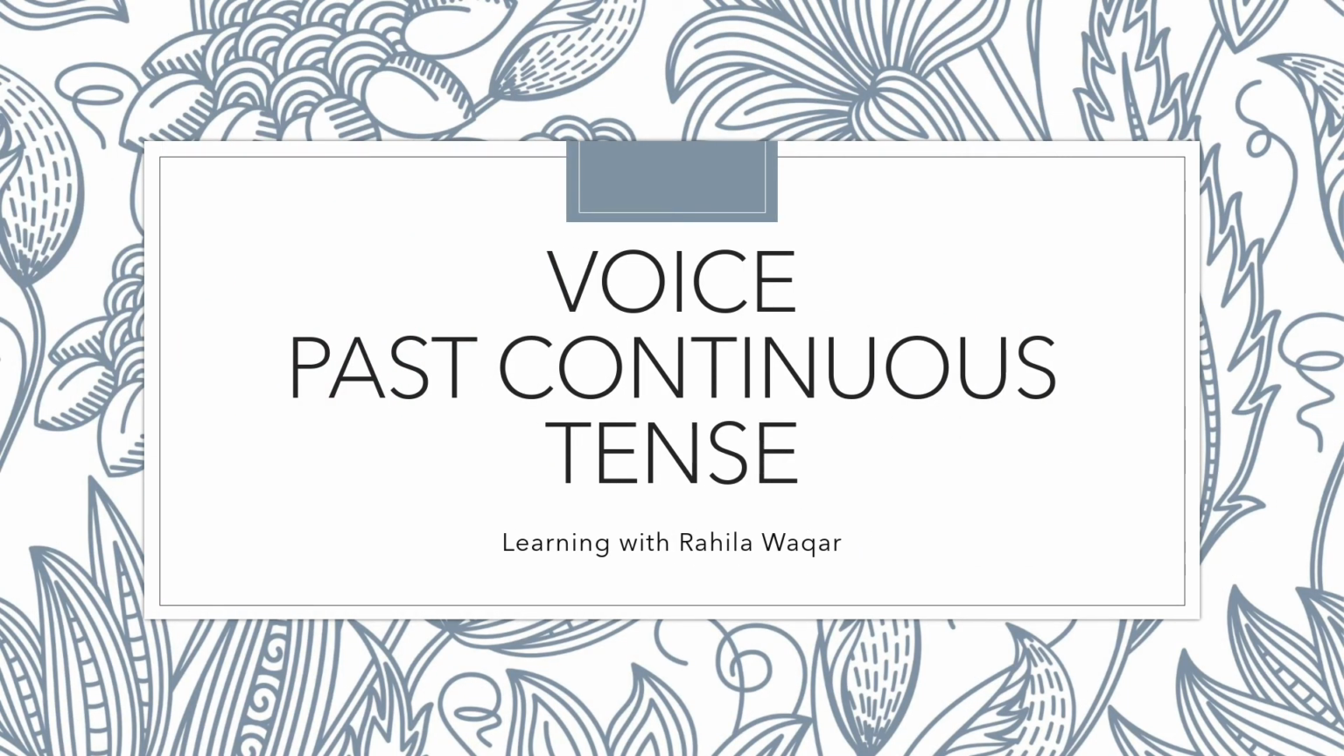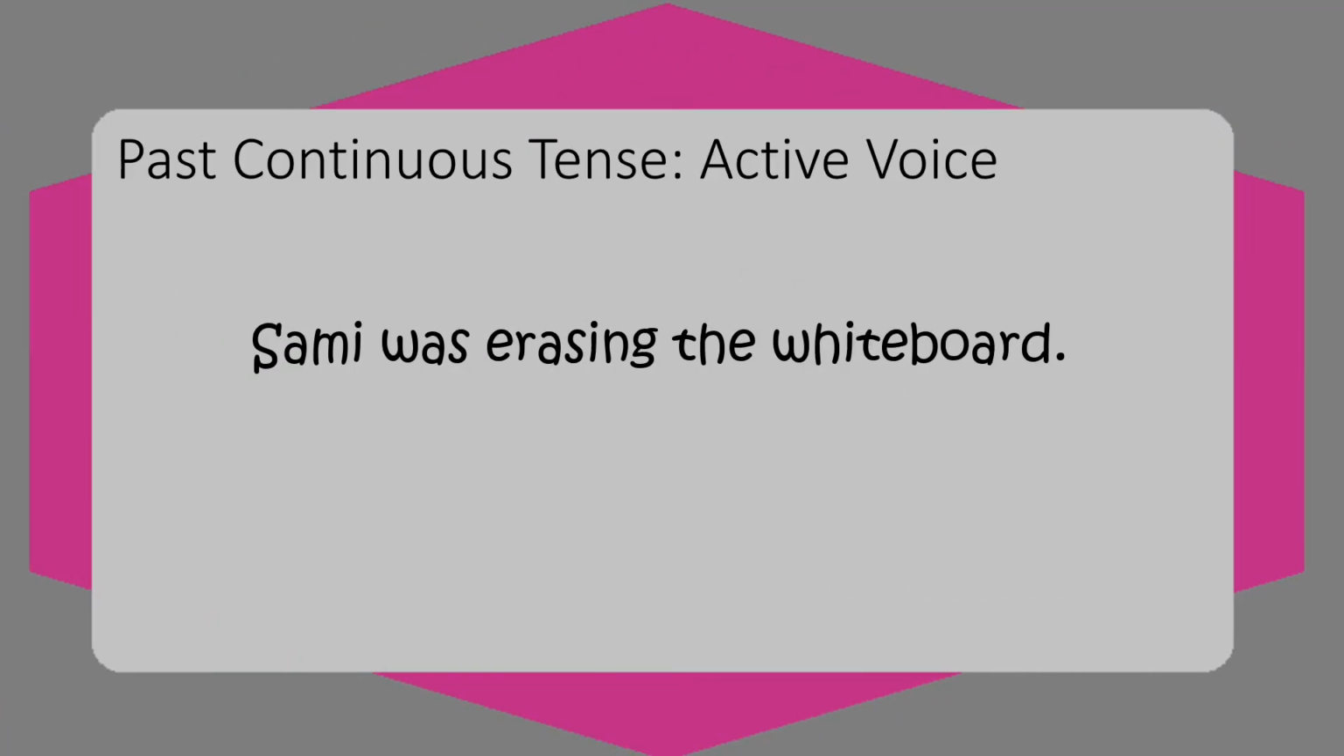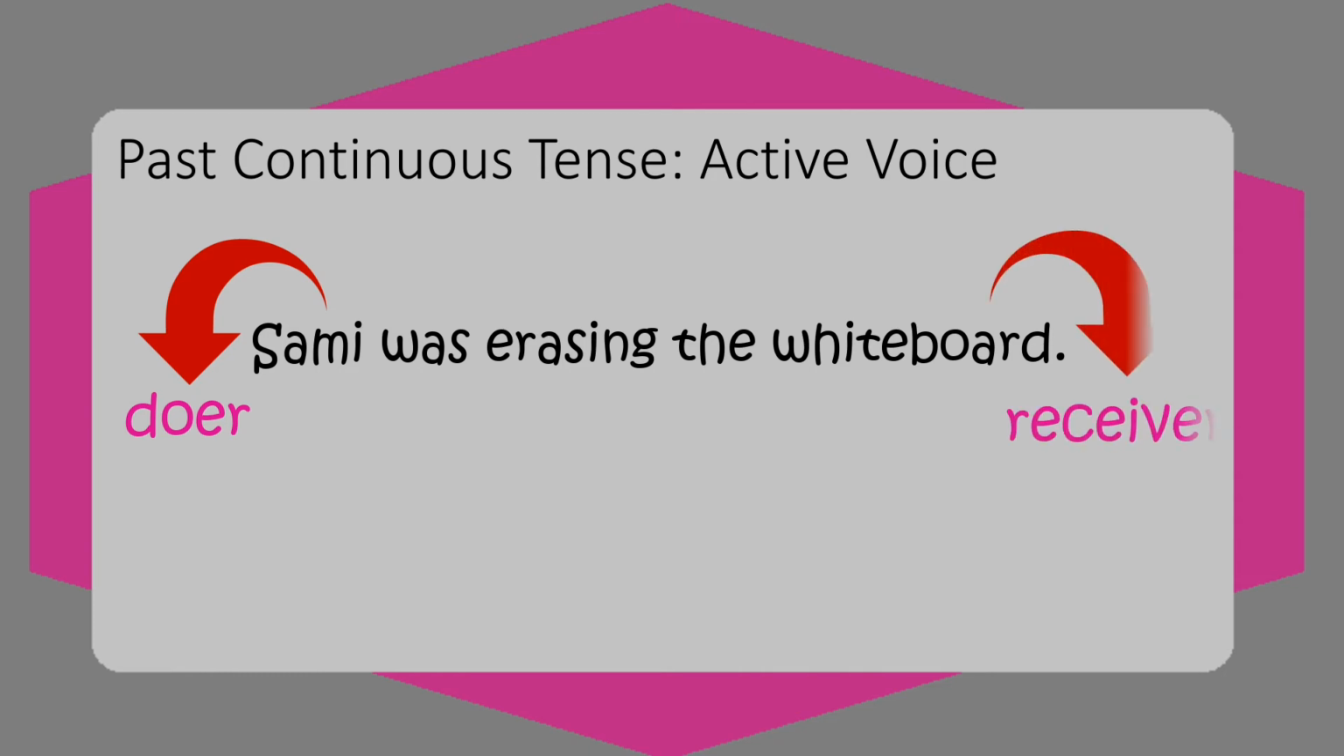Now let's look at the voice of past continuous tense. This is a past continuous tense sentence. Sami was erasing the whiteboard. In an active sentence, the subject is the doer of the action, and the object is the receiver of the action. The verb here is was erasing, which is a transitive verb because it has an object.